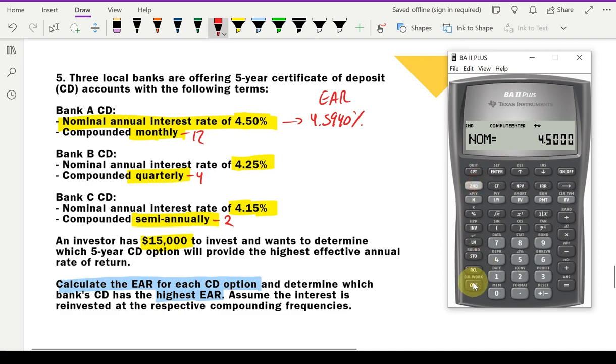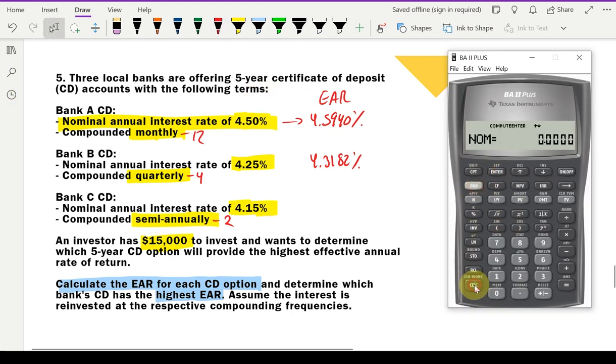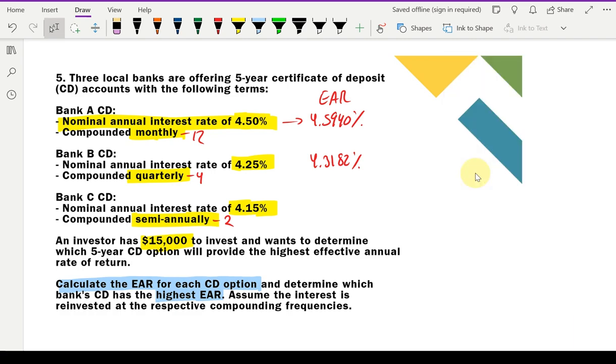Okay, so let's second clear our work. Go down to compounding periods, 4 for quarterly, 4, enter. And then the nominal rate is 4.25, enter. Now let's compute the effective rate, 4.3182. 4.3182%. And then lastly, second clear work. Compounding periods is 2. The nominal rate is 4.15. Enter. And then I'm going to compute the effective rate, 4.1931.